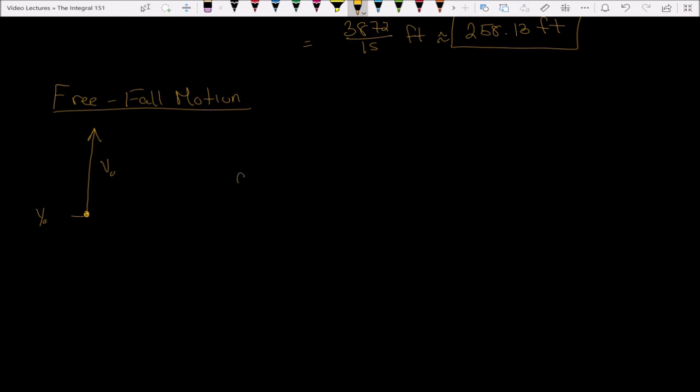Since it's only under the influence of gravity, that means A of t is a constant negative g, where g is the acceleration due to gravity, and that is 9.8 meters per second squared, or about 32 feet per second squared. An object under this condition is said to be in free fall, and the motion is known as free fall motion. So the idea is we want to find a model for free fall motion.